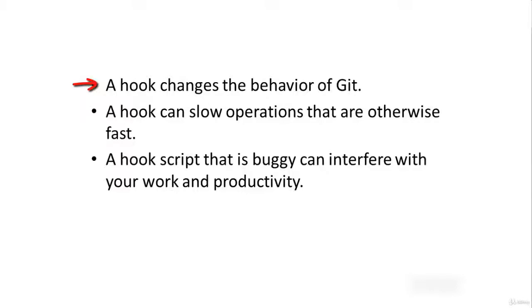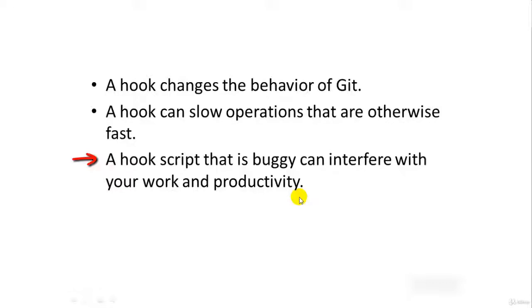A hook changes the behavior of Git. If a hook performs an unusual operation, developers familiar with Git may run into surprises when using your repository. A hook can slow operations that are otherwise fast. For example, developers are often enticed to hook Git to run unit tests before anyone can commit, but this makes committing slow. A hook script that is buggy can interfere with your work or your productivity. And there are security reasons too, like a malicious script could be easily smuggled in.